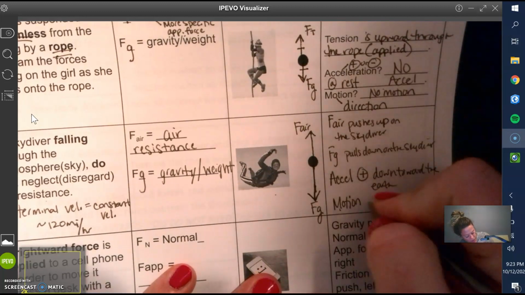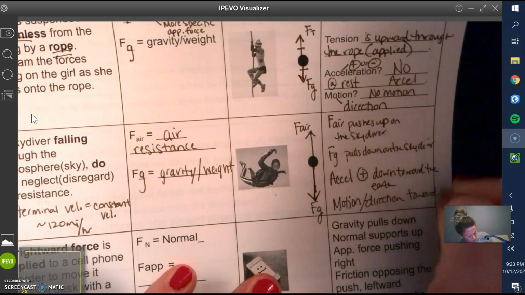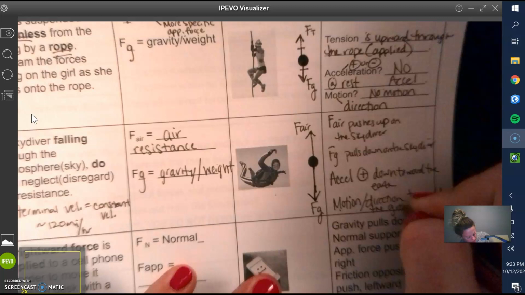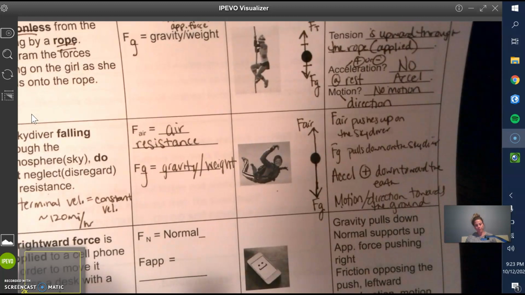But the motion, I'm just going to put the direction is towards the ground. Okay, towards the ground. And I think that's okay for now.